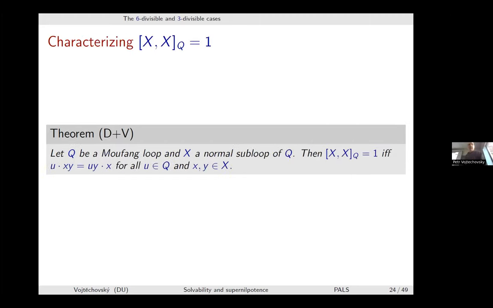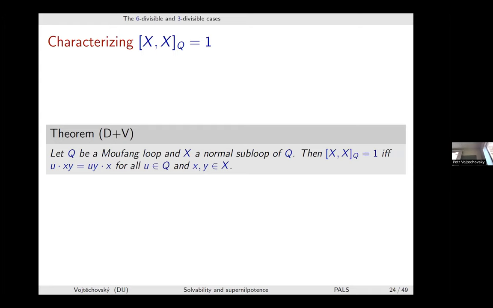Okay. Now, I'll say just a very few words about the three divisible case, when it's also true. So here's a general characterization of when X induces an abelian congruence, and it turns out all has to be satisfied with this strange identity. And if you look at it, U is from the big loop and XY is from the subloop.